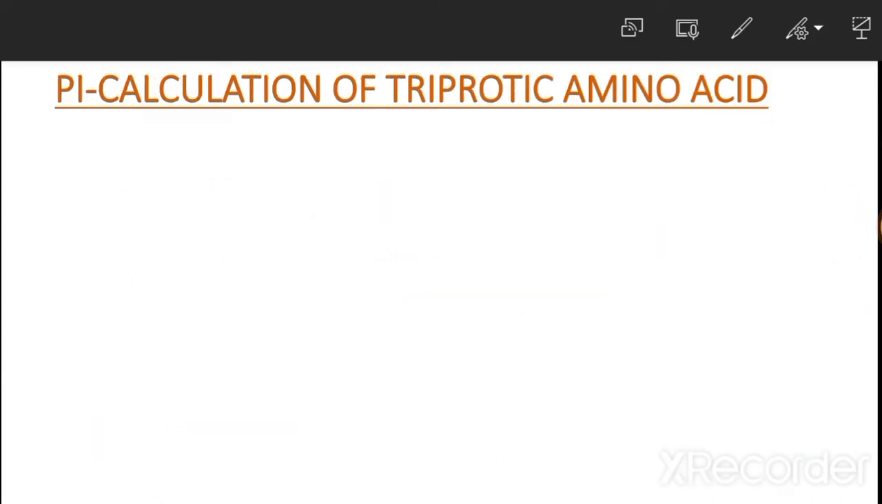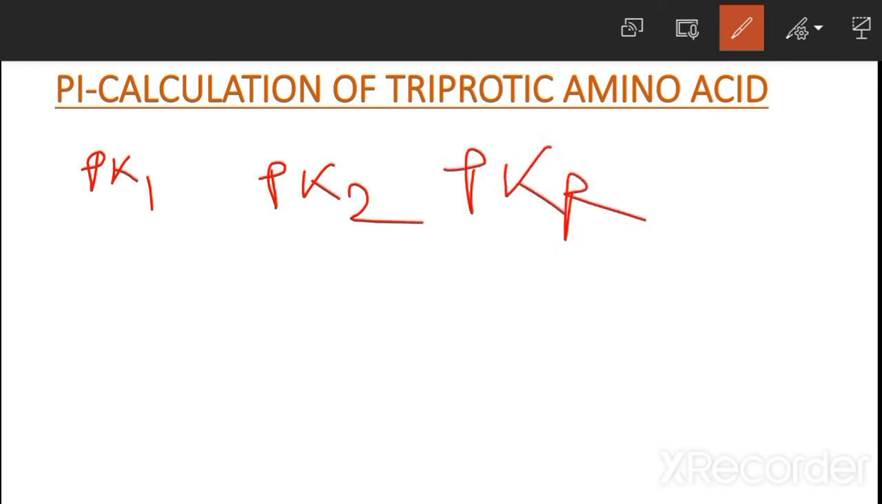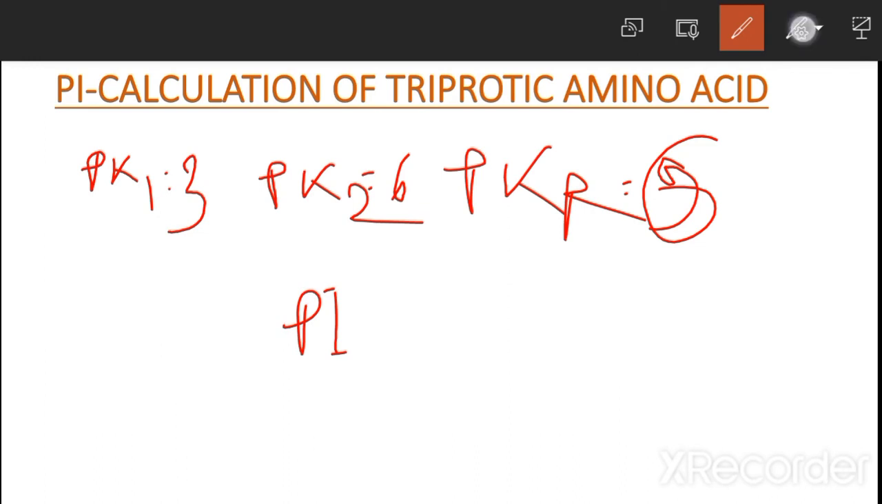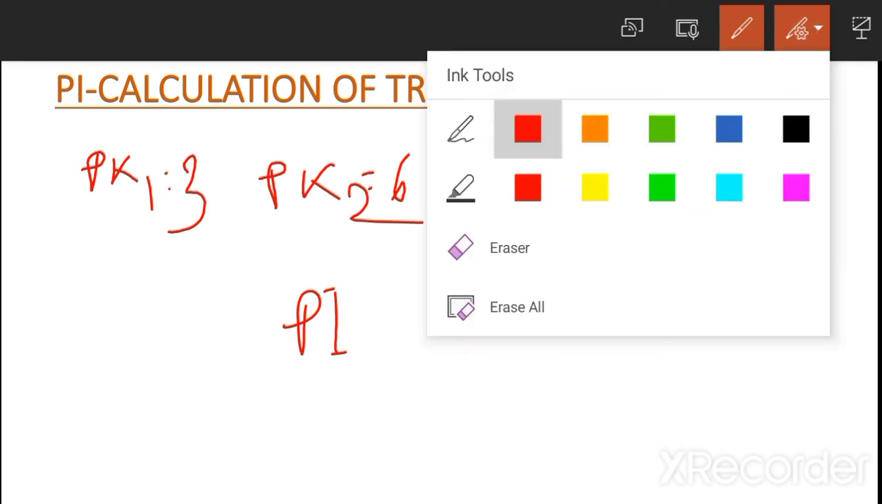Okay. Then the pI calculation for these amino acids. How do we calculate it? In the simple diprotic condition there are pK1 and pK2, and I add them, divide by 2, and get the pI. But here pK1 is present, pK2 is present, and pKr is also present. So how do I get the pI value? Suppose pK1 is 3, pKr is 6 and pK2 is 9, because here pKr is in the intermediate position.